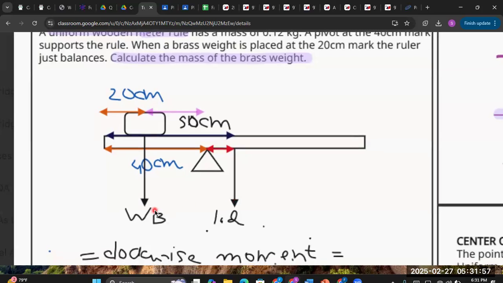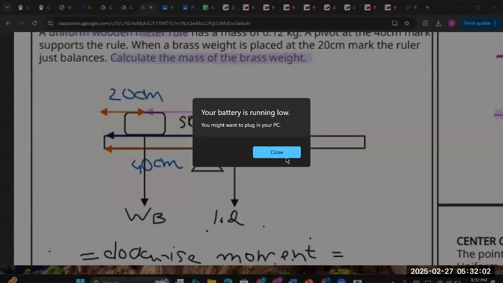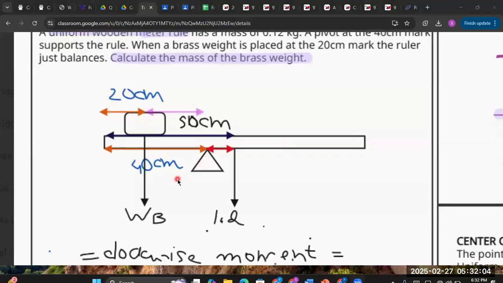So anti-clockwise movement is going to be weight of the brass multiplied by 20 centimeter. One second, Hajra, I need to get my charger. Okay.